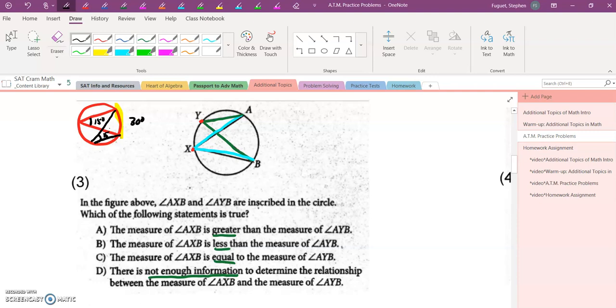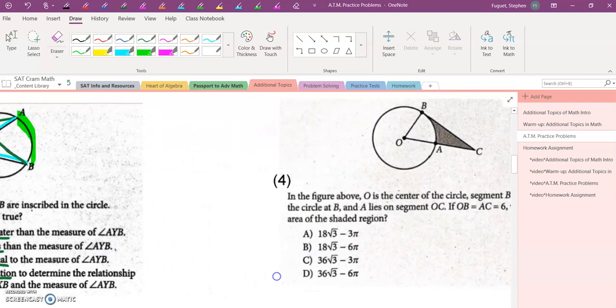So if we make that conclusion, what we might notice here is that arc AB is whatever number it is. We know that AYB has to be exactly half of AB, and we know that angle X has to be exactly half of that as well. So that means angle Y and angle X have to be the same. That would lead me to conclude that C is the correct answer here.